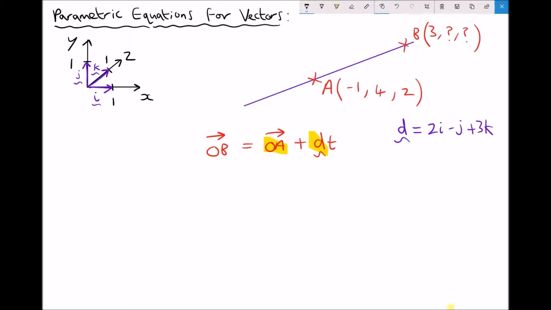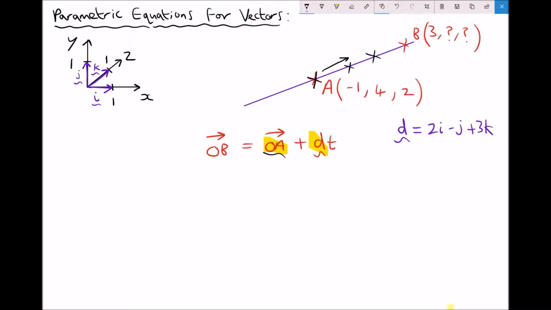So just to explain that a bit more, we know that OA represents the position vector of point A, and D represents the direction of the line. Now, any multiple of t, let's say for example t was 1, that would give us a point on the line. If t was 2, that would give us another point on the line, and so on. So t is just a multiplier, or our parameter.